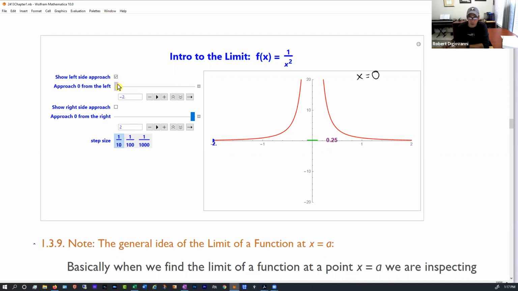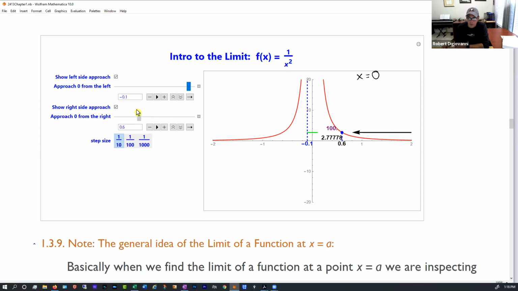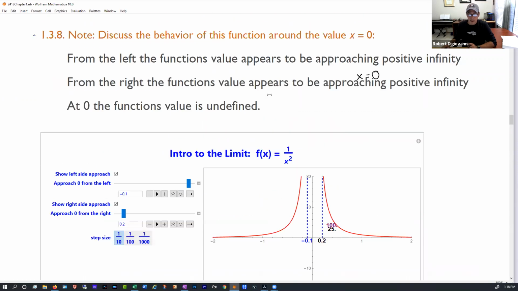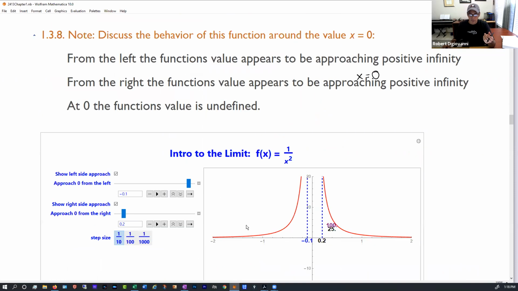Now, Daniela, what happens if I start approaching from the left? If I approach 0 from the left, where's the function headed? Where does it look like it's headed? To positive infinity. Positive infinity. And how about if I come in from the right towards 0? Same thing, right? Same thing. So in the last problem, as we came from the left, it went down. From the right side, it went up. This problem, from both sides, it's going up, headed to infinity from both sides. At 0, undefined, but from the left and right, it's headed to positive infinity.